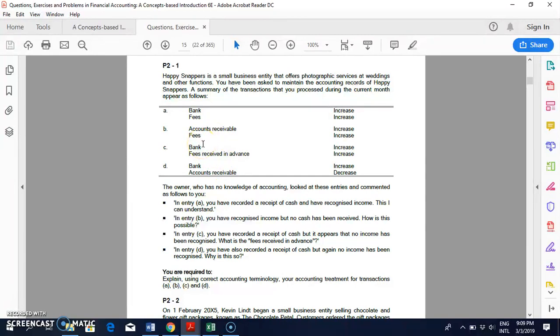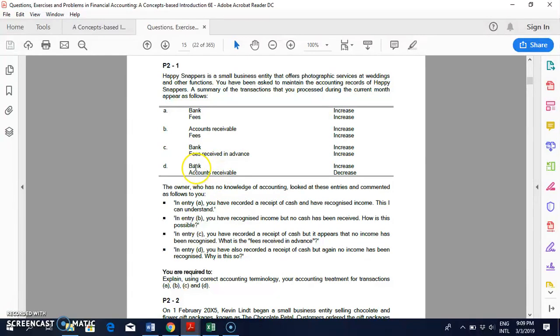Let's look at transaction C. In transaction C, the bank account is increasing and here it says fees received in advance. So what does this mean? This means we received the money but we have not rendered the service yet. So therefore we receive the money, yes, the bank account is increasing. We haven't rendered the service yet, we must still render the service. So this means we owe them. And when we owe them, what do we classify it as? A liability. So the fees received in advance account is a liability stating that we've received your money, but we still owe you the service.